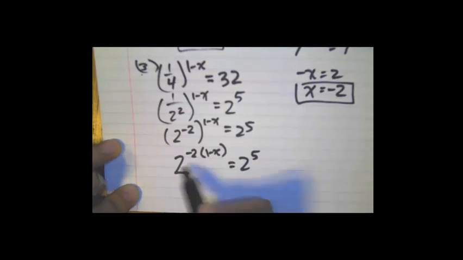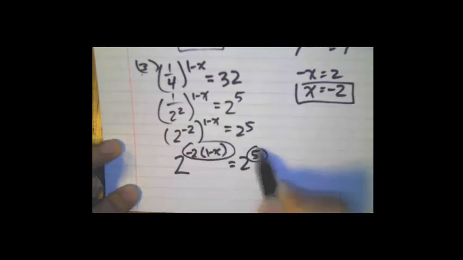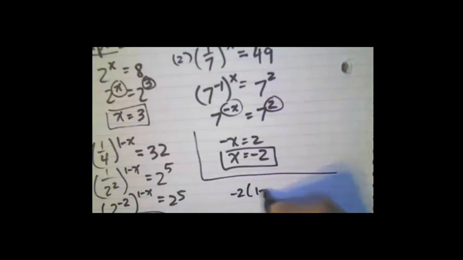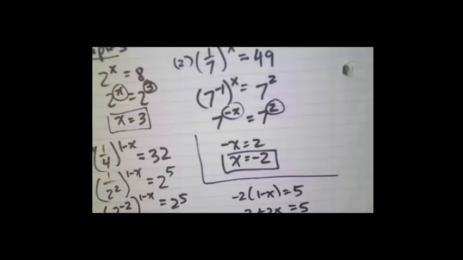Now we have to equate the exponents. So, negative 2 times 1 minus x equals 5, and this is just algebra here. And we get x equals 7/2.